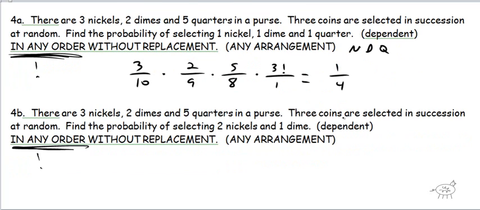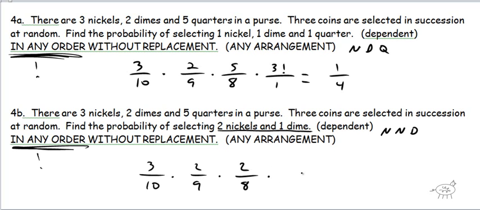For B, there are 3 nickels. It's the same thing, except now I'm finding the probability of selecting 2 nickels and 1 dime. So again, it's without replacement. What's the probability of picking a nickel? There are 3 nickels, so 3 out of 10. Another nickel. Again, I'm not replacing it, so it's 2 out of 9. And then a dime. There are 2 dimes, so it's 2 out of 8. And here it is, nickel, nickel, dime. That's what I want you to write out, nickel, nickel, dime.